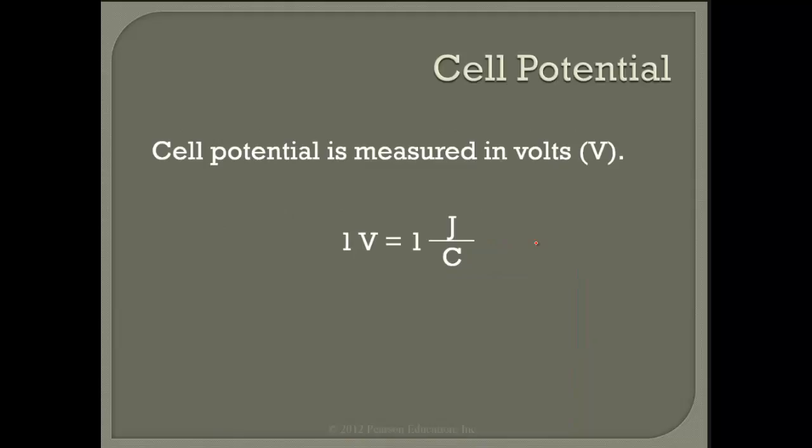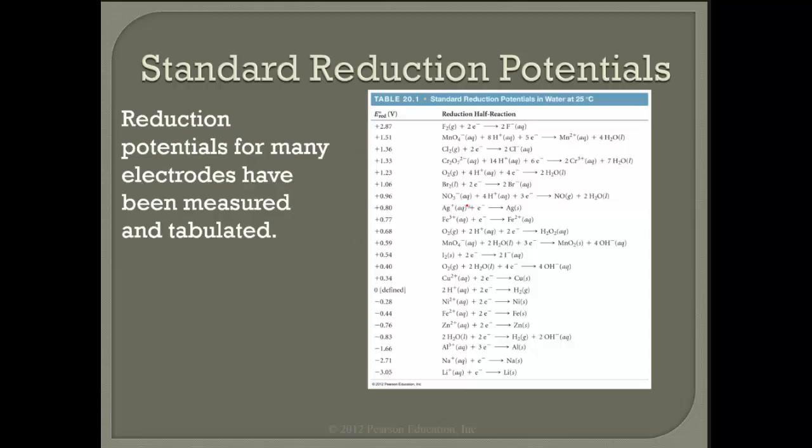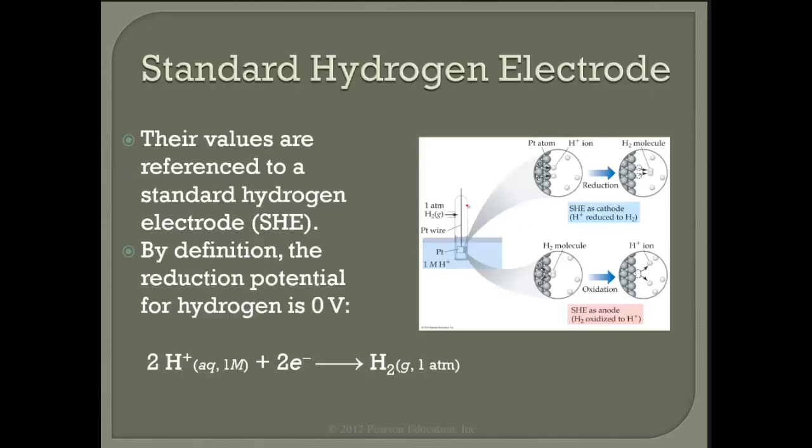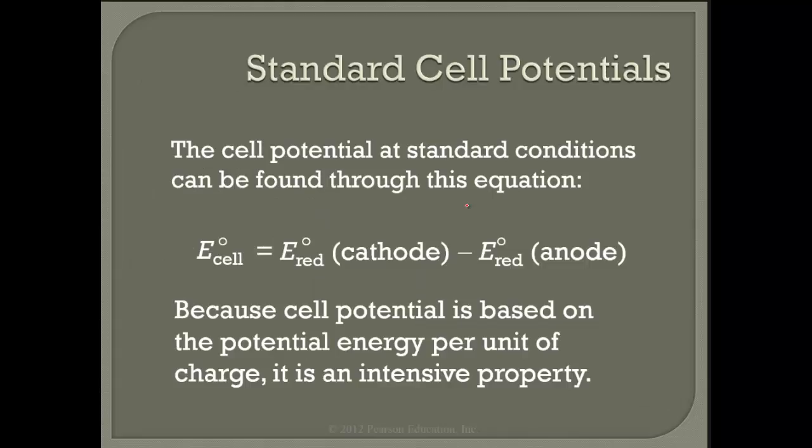Cell potential is measured in volts, 1 joule per coulomb. Reduction potentials for many electrodes have been measured and tabulated. Their values are referenced to a standard hydrogen electrode. By definition, the reduction potential for hydrogen is 0 volts. The cell potential at standard conditions, E° of the cell, notice the little knot there for standard, is the reduction potential for the cathode minus the reduction potential for the anode.